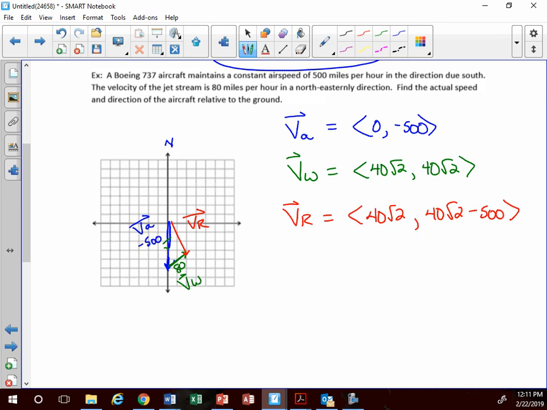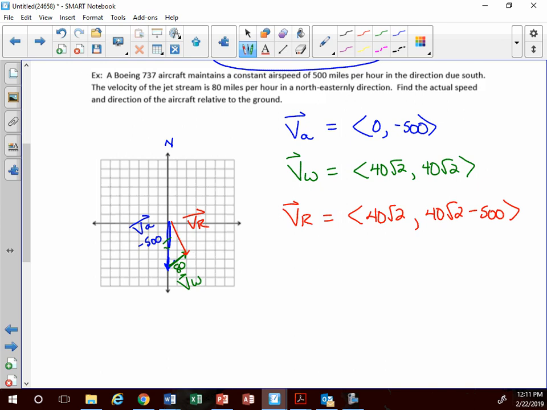You might have to do that on your test. We're going to finish this one with a calculator, just so you can see actual numbers for the speed and angle of this plane. It says find the actual speed and the direction of the aircraft.